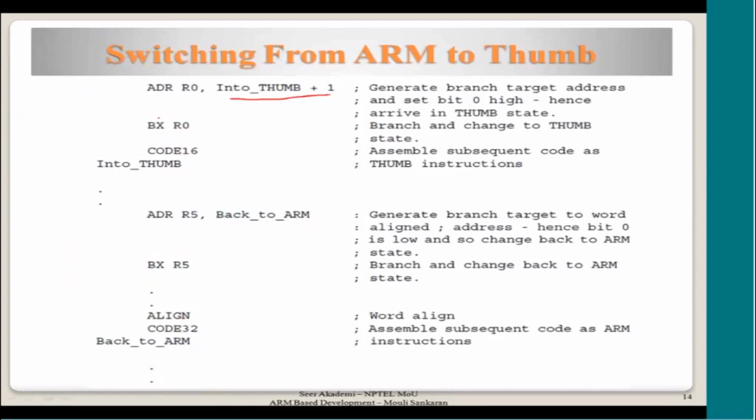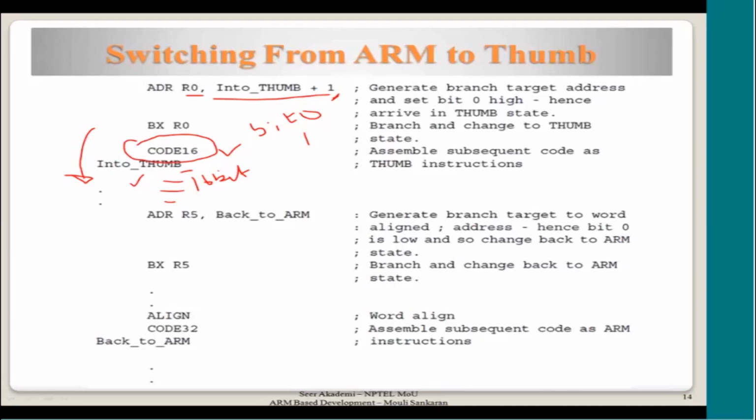So what happens is, once we have that LSB as 1 here, because that label is added with 1 and then that is loaded into R0, so the bit 0 of R0 is 1, then automatically the processor enters the thumb state, and the assembler also would have read this code 16 and then it would have generated 16-bit instructions here. See, both should match: what the assembler generates and how the instruction flow assumes the instructions are, whether in thumb state or ARM state.